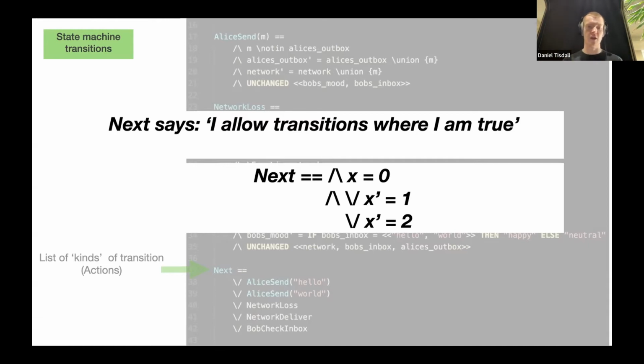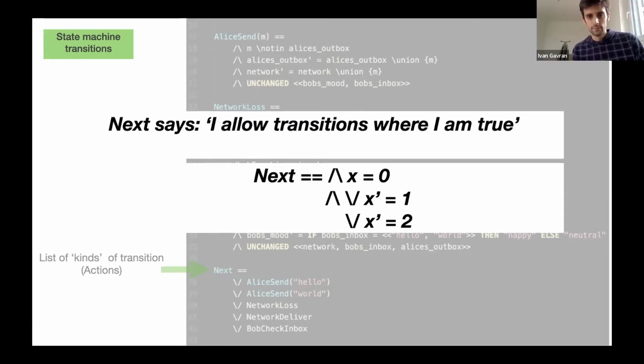So could someone maybe tell me when this operator here, this next, will be true, given that the prime syntax refers to the variable in the subsequent state? I really would like to hear an answer for this one. I guess when x is 0 to begin with, and in the next state it is either 1 or 2. Is this the correct reading? Yeah, absolutely. So this will allow 2 transitions, right?